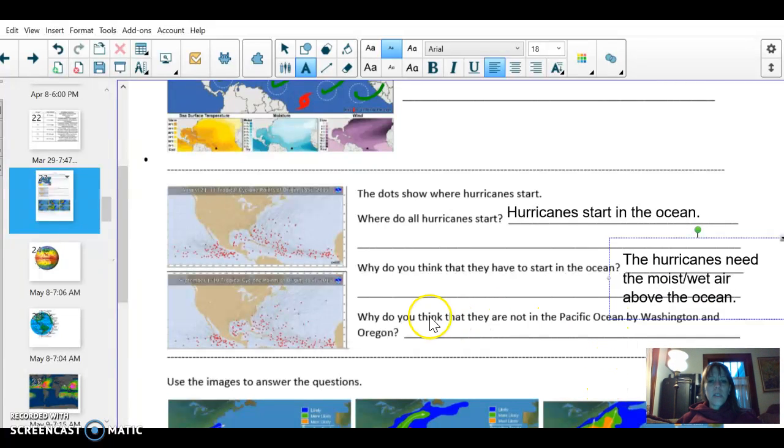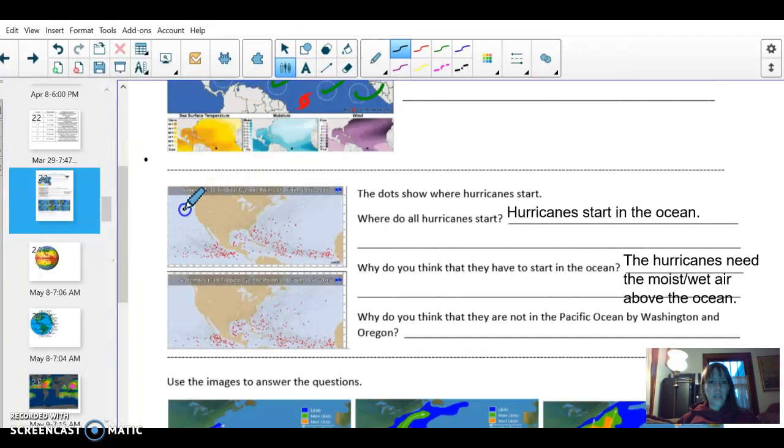Okay, but then what's interesting is this question here. If you look, this is the Atlantic Ocean. This is where a lot of them are going to form and thrive. But over here in the Pacific Ocean, right here by Washington and Oregon, right up here, there aren't any hurricanes forming there. So I want you to think about why. Why do you think, based on what we've studied about pressure areas, why would they not be in the Pacific Ocean by Washington and Oregon?